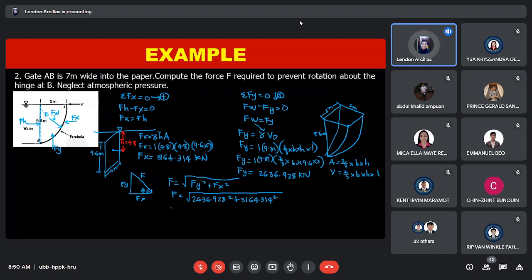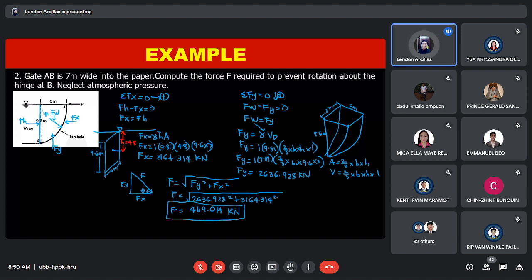Okay, so this one is... wait. Square root of 2636.928 squared plus 3164.314 squared. So the value of F, the curvature, is 4119.014 kilonewtons.